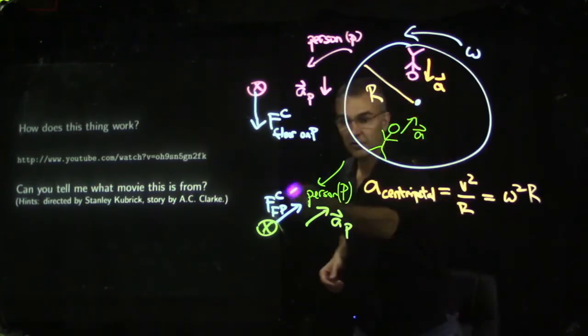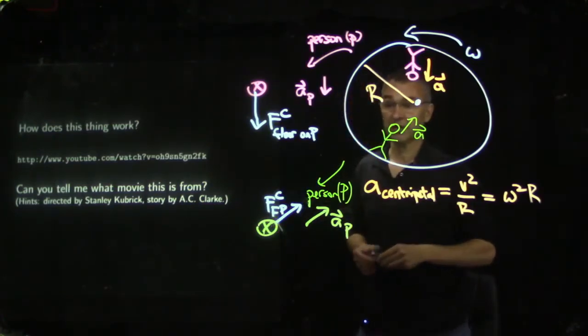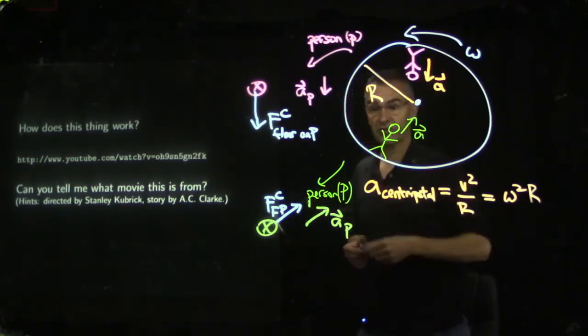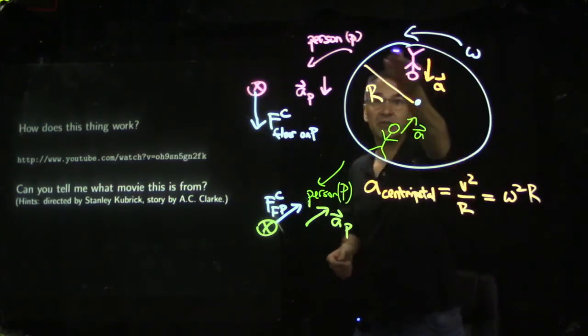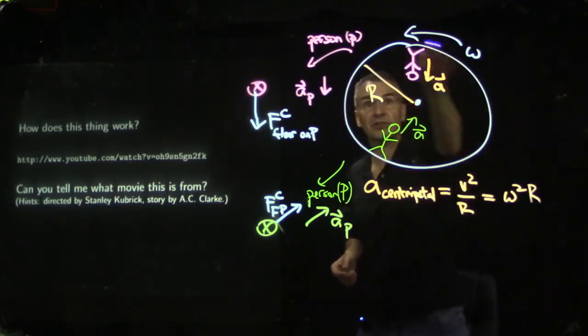So in this case, there's no gravity, but there's a contact force by the floor on the person, which points toward the center. So you see, in order to stay on this surface, he has to keep going around and around in the same circle that the donut is going around in.